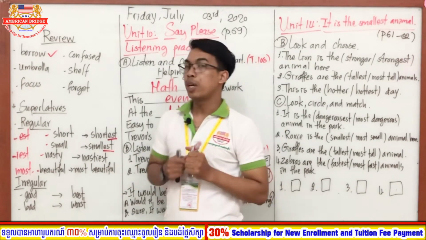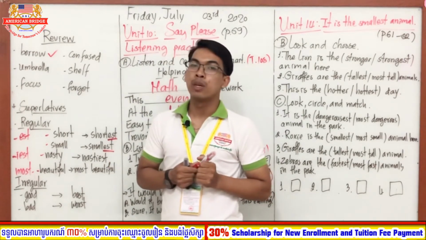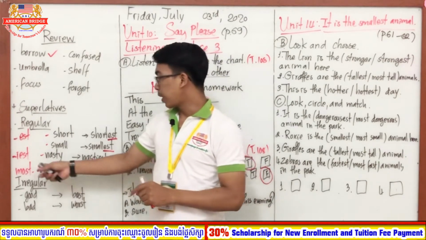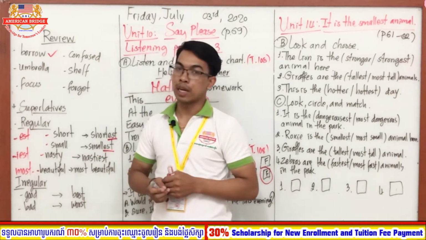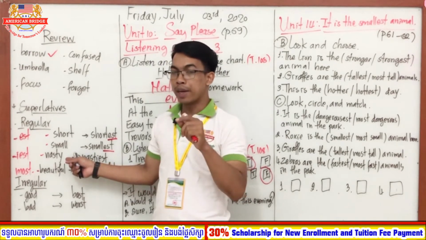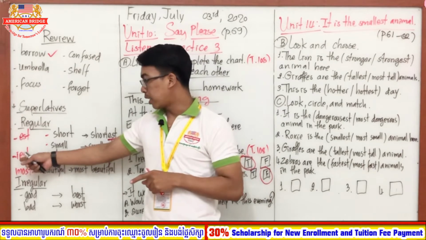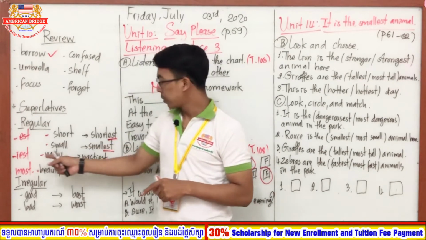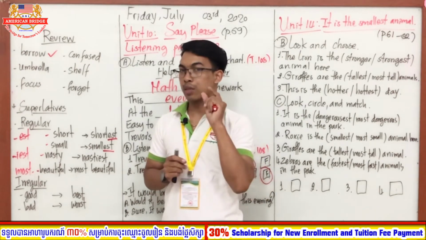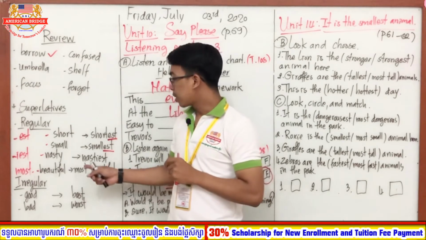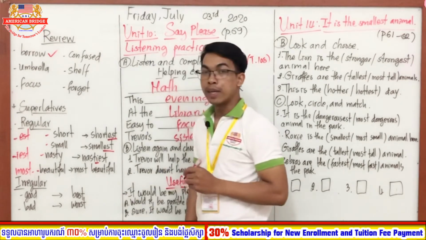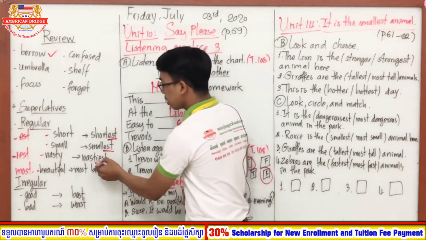Now let's move to the second one, which is about adjectives that have two syllables and end in y. Remember everyone, it ends in y, so we change y to i and then we add est. For example, the word nasty ends in y and has two syllables. So we change y to i and then add est.